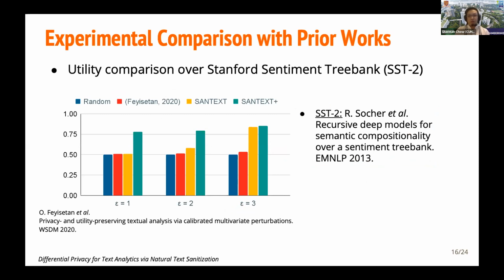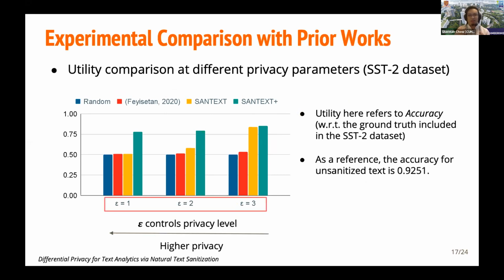So we try to use some standard benchmarking data from the NLP community, and you can see the conclusion here: if we use accuracy as the utility, then we have reasonably good accuracy and a great improvement over the prior art.